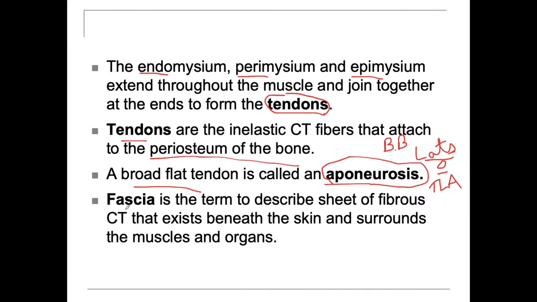And then fascia. Fascia is a term that describes this clear, translucent, fibrous sheath of connective tissue that lies beneath the skin. It's deep to the skin, and it surrounds everything. It surrounds your muscles, your organs, your nerves, your arteries, your veins. Everything has fascia that surrounds it.